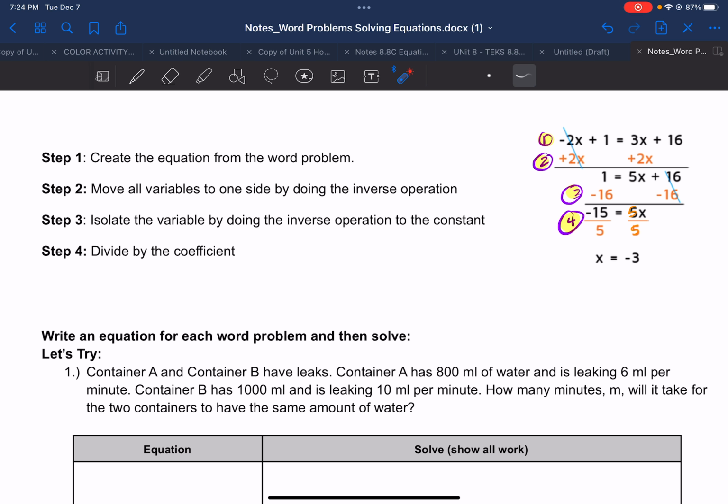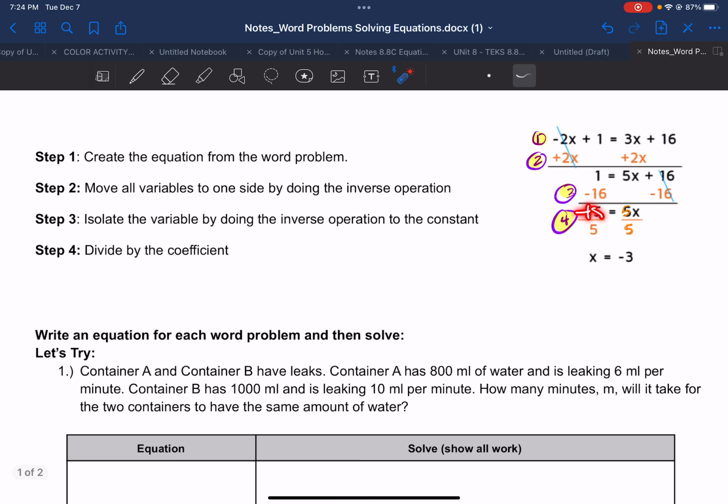Then the next step is to isolate the variable by doing the inverse operation. Now what I want to do, I want to get this 5x by itself, so we're going to get rid of the positive 16. Inverse operation is negative 16 to cancel out. What I do to one side, I must do to the other side. Then I have negative 15 equals 5x, right? So then we divide by 5. That's the next step, divide by the coefficient. So then I have x equals negative 3. All right, that was just a review.